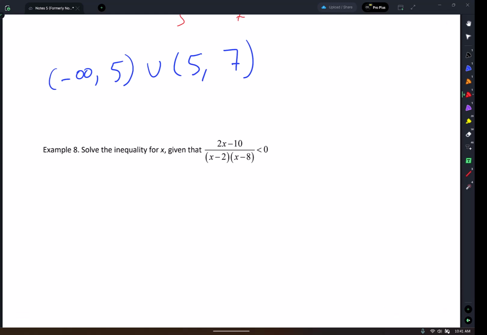No, let's find it. Critical numbers, or let's find where this equals 0. It equals 0 at x equals 5. And these are vertical asymptotes, so we have to write them down just in case. And x equals 2 and x equals 8, because those are infinite discontinuities. So here's my railroad track.